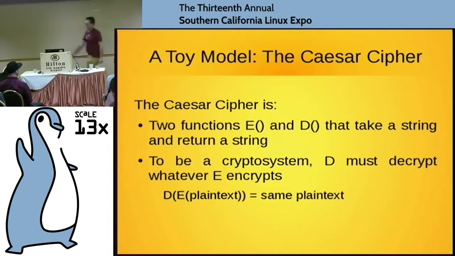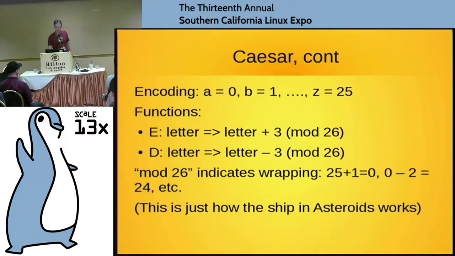Now, in order to actually present the algorithm, I have to give you an encoding. So we'll use the simplest one possible, A equals 0, B equals 1, through Z equals 25, in which case the functions are really easy. I'm just taking each letter and adding 3 to encrypt it and then subtracting it back out. The only thing is that little mod 26. If you don't know what that means, it just means when you go outside the range, you wrap around. If you've ever played Asteroids, the coordinates of the ship were done in modular arithmetic, modulo the screen size. So if you understand Asteroids, you understand everything you need to know about that.